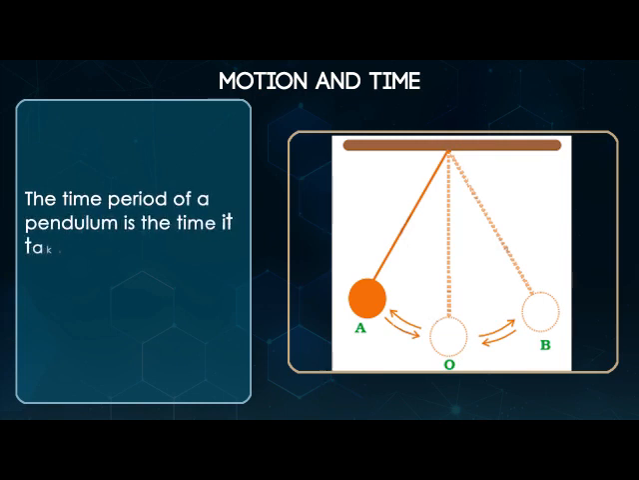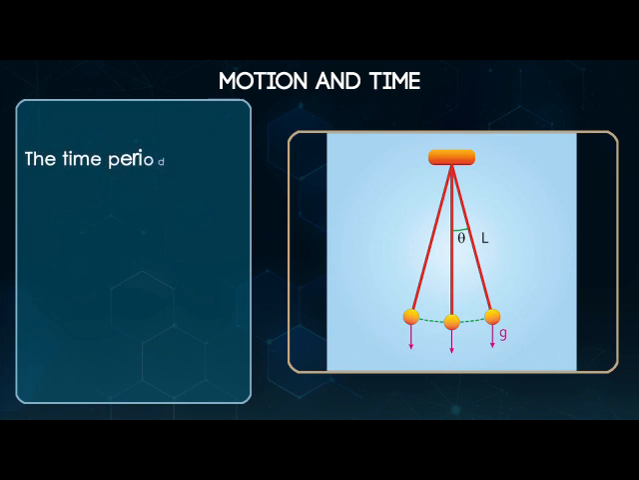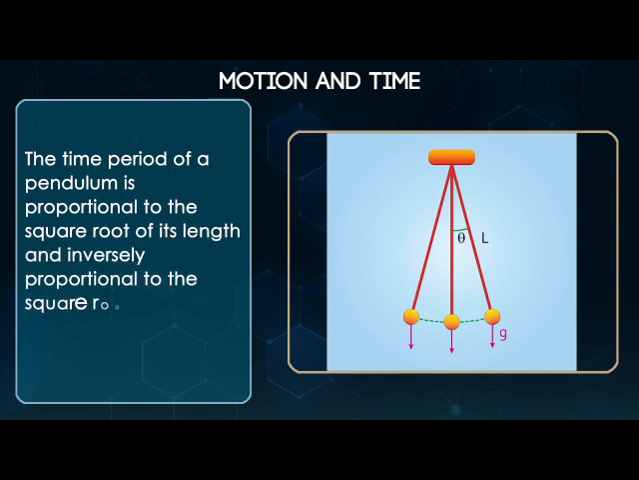The time period of a pendulum is the time it takes for the pendulum to complete one oscillation. The time period of a pendulum is proportional to the square root of its length and inversely proportional to the square root of the acceleration due to gravity.